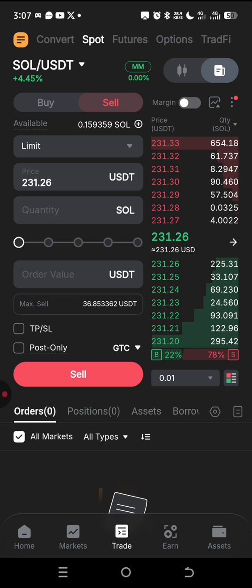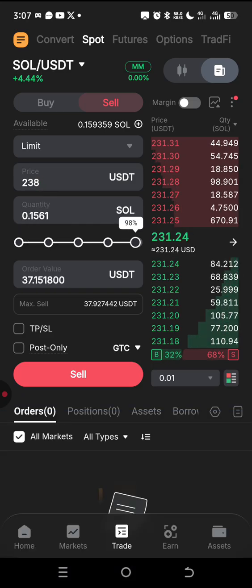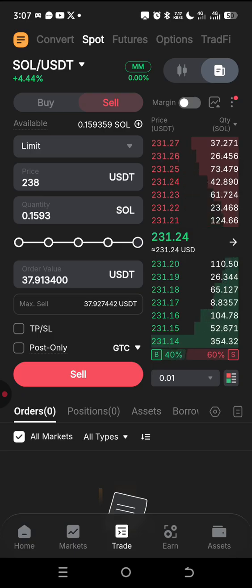Solana is currently 231.26. Using the same limit order, I can say sell Solana for me when it gets to $238. I want to sell all my Solana. So you can see I have 0.1593 Solana there. Look at the amount there. So I'm going to be getting $37.9.